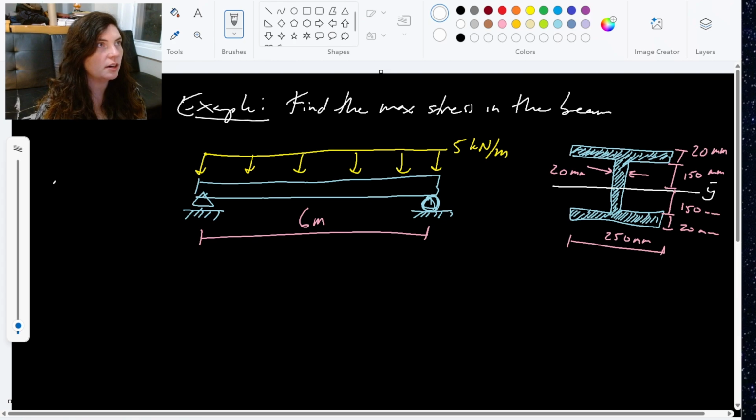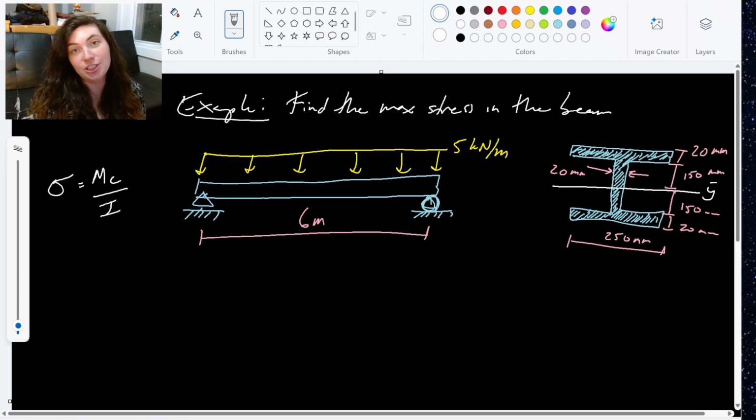So again, we always start out, let's see what we need. MC over I. I'm going to start with my moment. Now, my moment here, not given to me, and I need to find my maximum moment to find my maximum stress, which means I need a shear and moment diagram. Right? That's the only way I'm going to be able to find what the maximum moment here is.